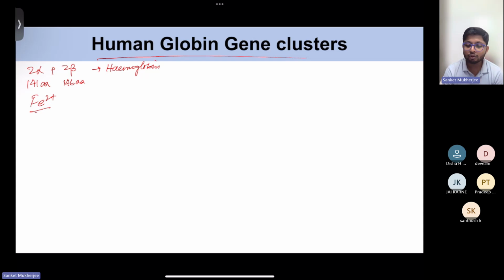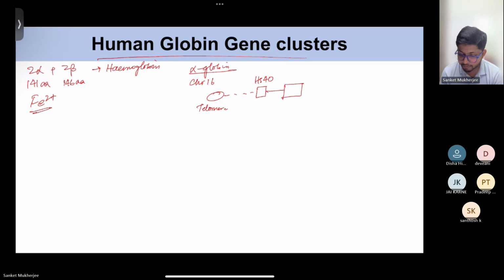Now, if we talk about the human globin gene cluster, the alpha globin is on chromosome 16. If this is the telomere, then we have HS40, and then the zeta gene, and then two alpha genes, alpha 2 and alpha 1. So this is how the gene cluster is arranged on chromosome 16. There are three functional genes: the zeta gene, which is the embryonic hemoglobin gene, and two fetal or adult alpha genes, for HbA1 and HbA2.